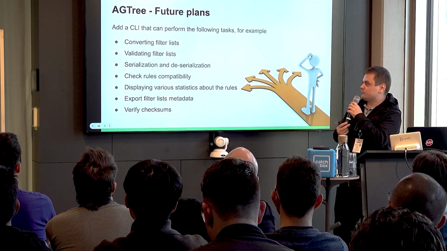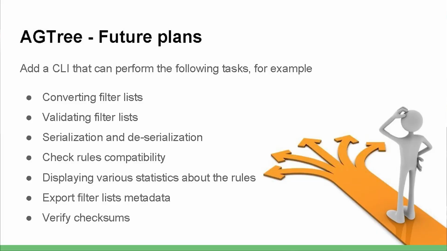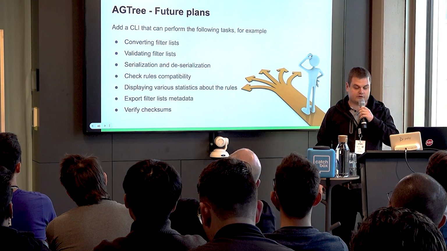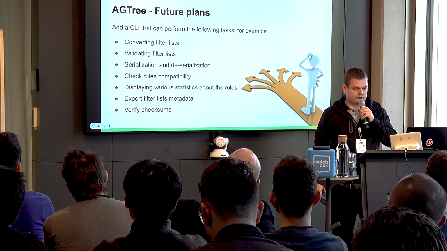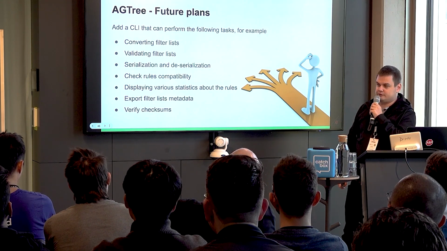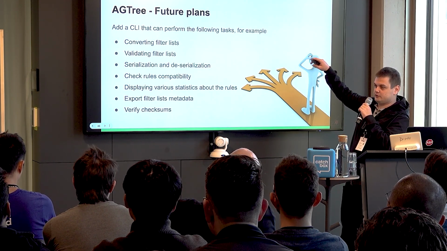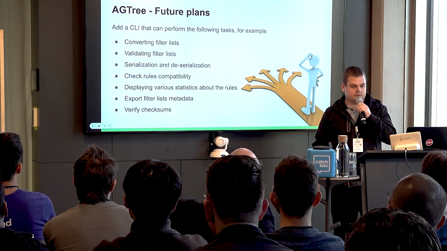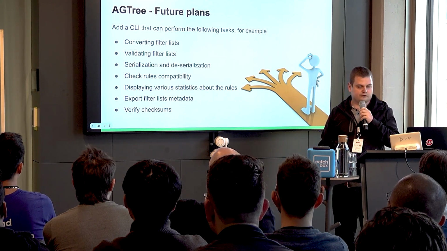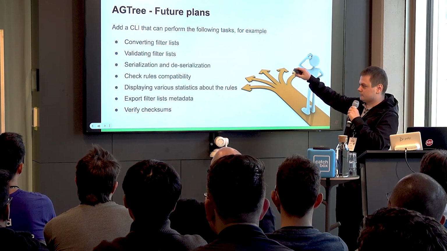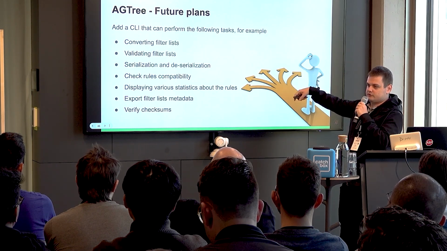And the future plans for AGTree. Looking ahead, one of the most exciting potential features is a robust CLI that provides the functions we discussed before, and even adds new ones such as, I don't know, checksum validation, statistics, and more on demand. So it's just possibilities, ideas.